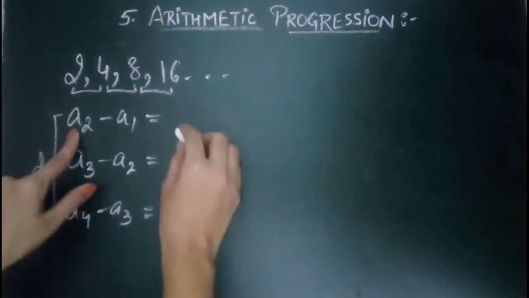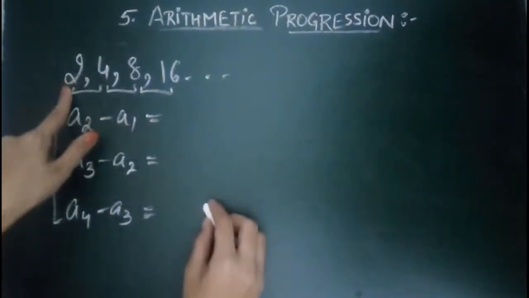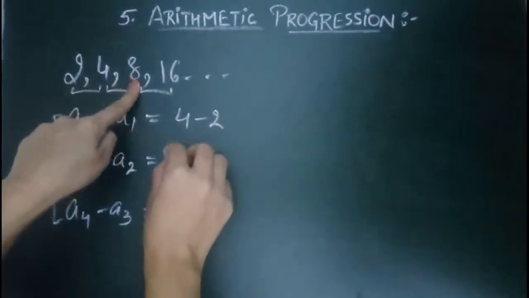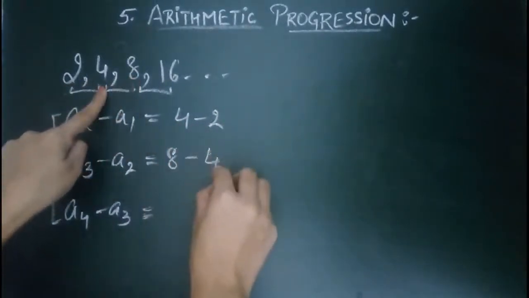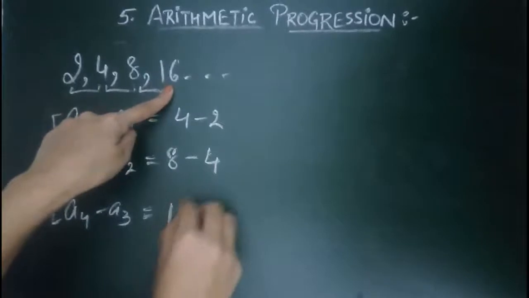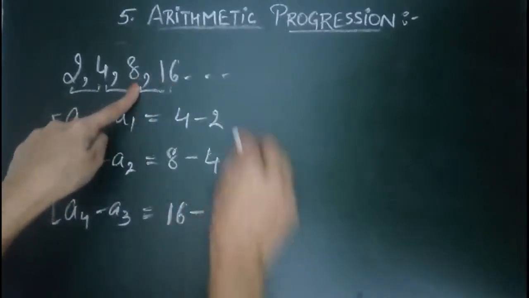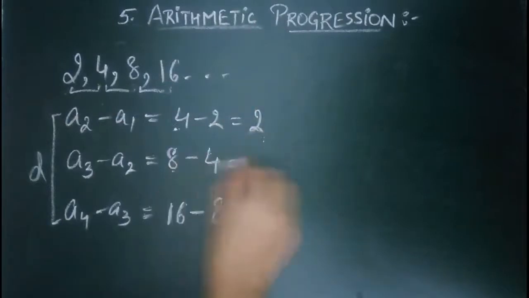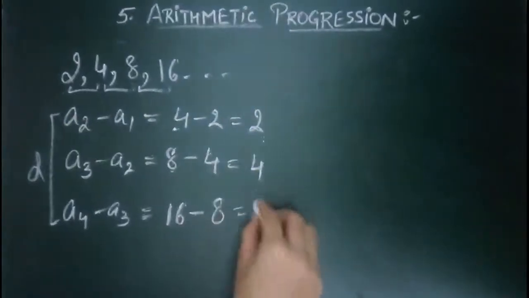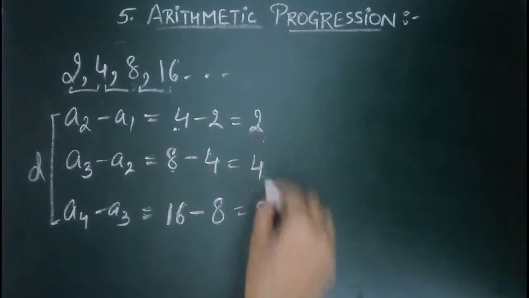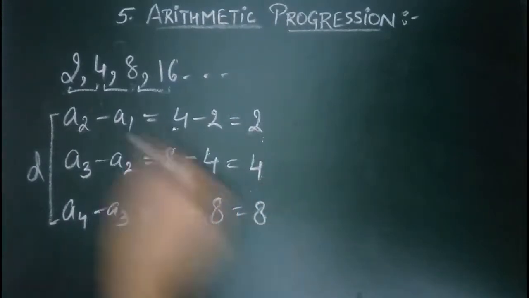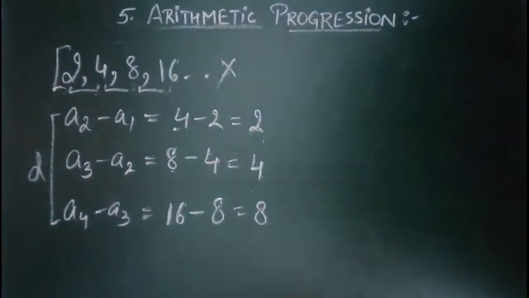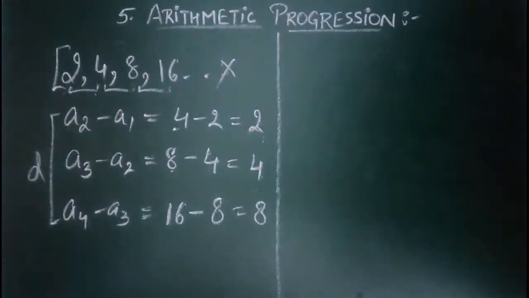So first is A2 minus A1, A3 minus A2, A4 minus A3. So 4 minus 2 will be 2, 8 minus 4 will be 4, and 16 minus 8 will be 8. So here the common difference is not the same, so we can say that this is not an AP. Right? We'll take one more example.